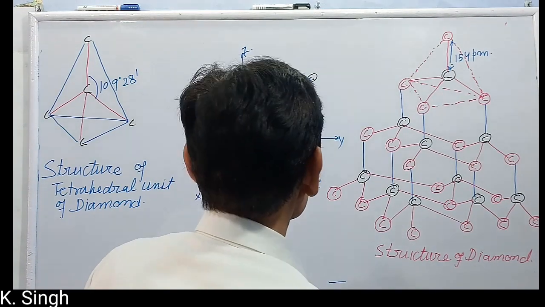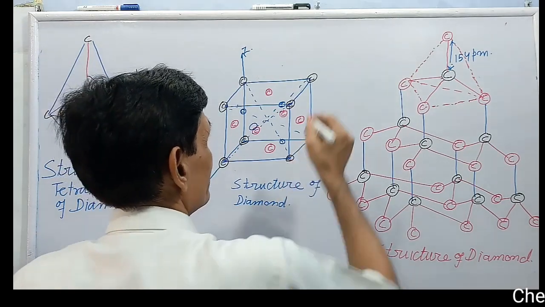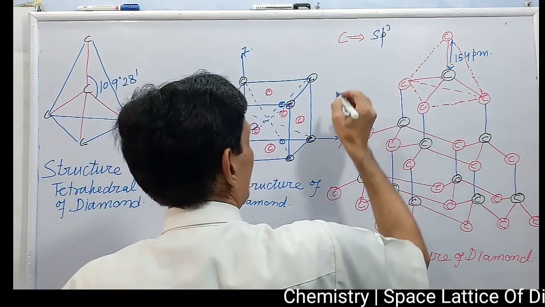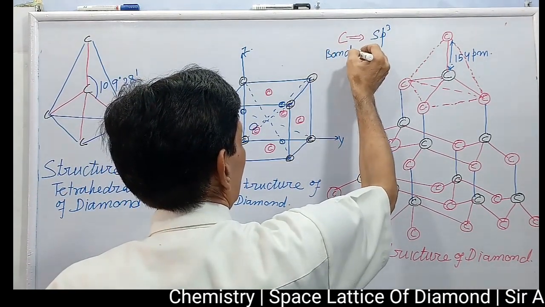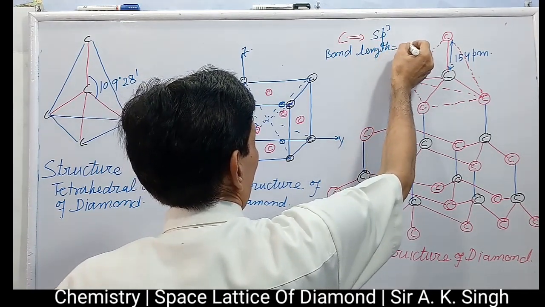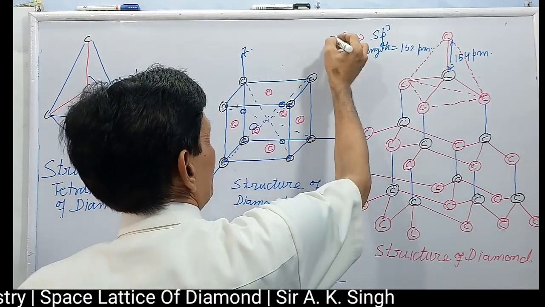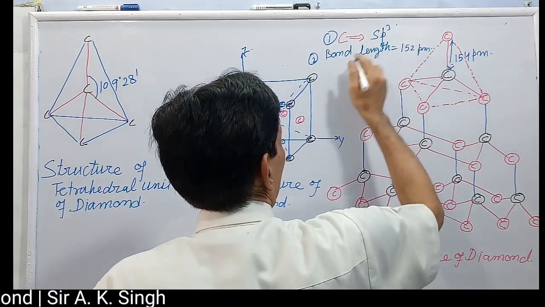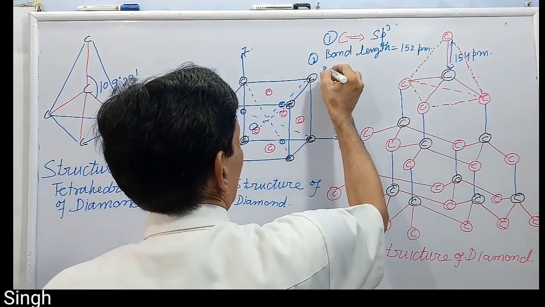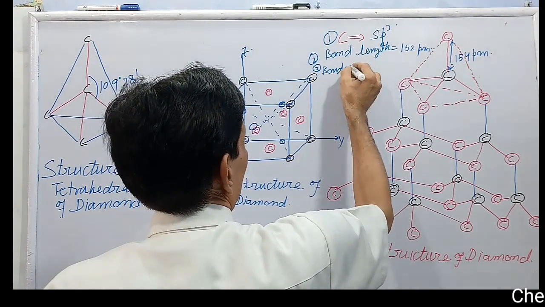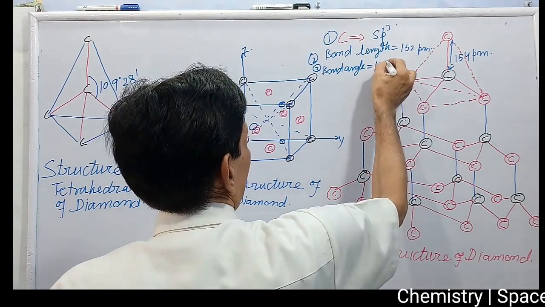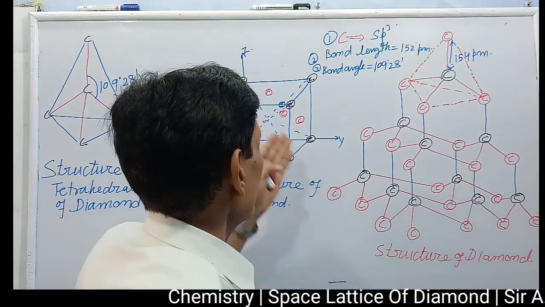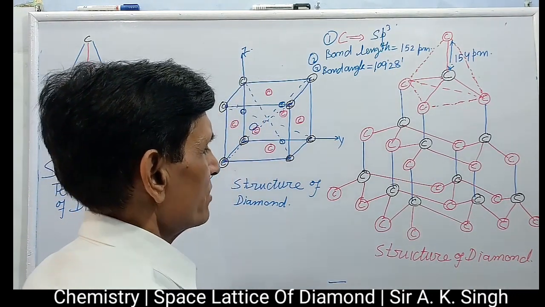Then this is about the structure of diamond. First point, each carbon is sp3 hybridized. Number two, bond length 152 picometer, bond angle 109 degrees 28 minutes. FCC arrangement of carbon with some carbon atoms inside the cube. This is about the crystal structure of diamond.